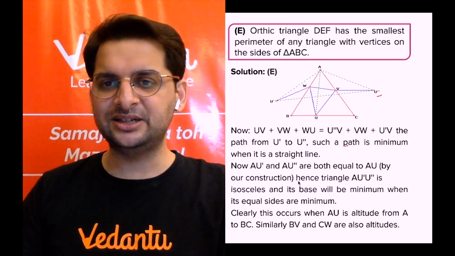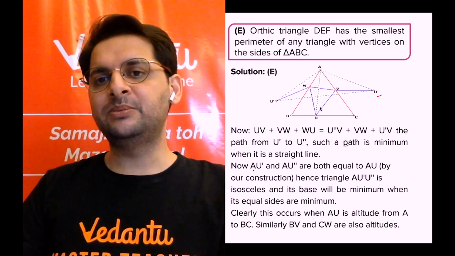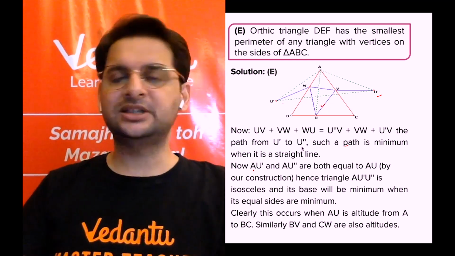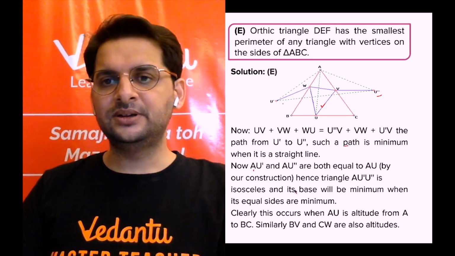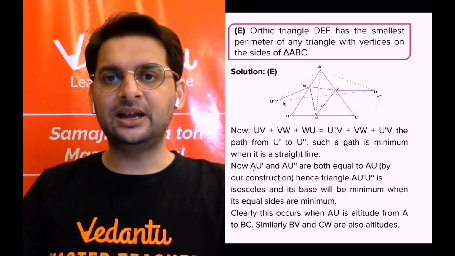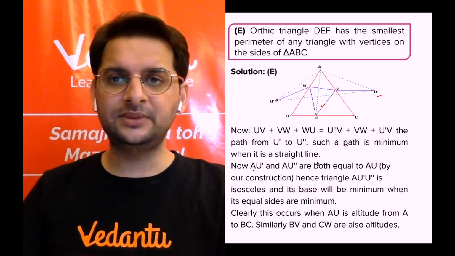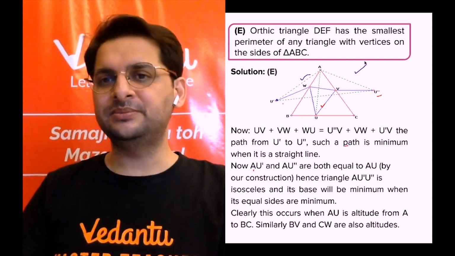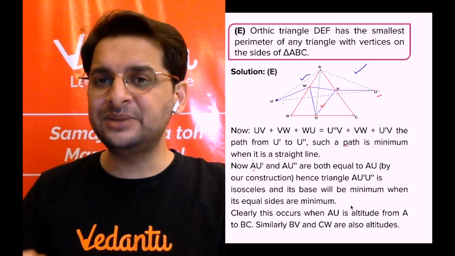Let me repeat my explanation again. AU dash and AU double dash are both equal to AU. This is also proved by reflection, right? Now, the triangle is isosceles. I have to minimize U dash U double dash for a particular triangle. So can I say this would be minimum when the sides are minimum? The sides are equal to AU. So that means AU is minimum.